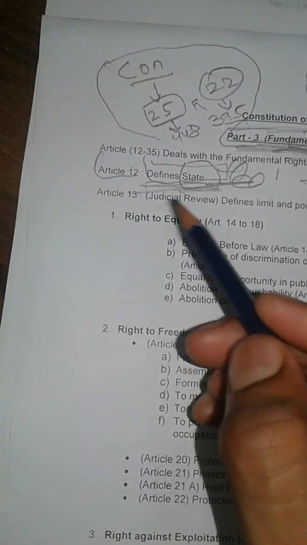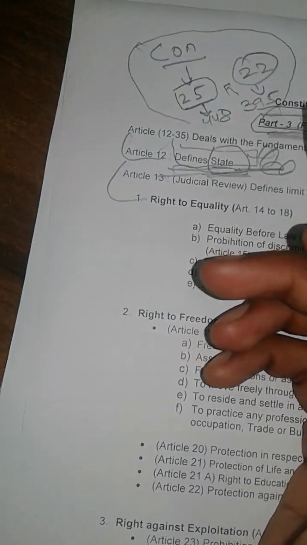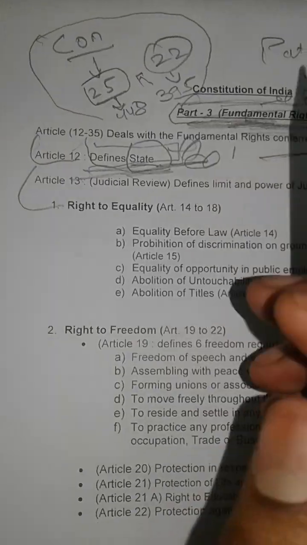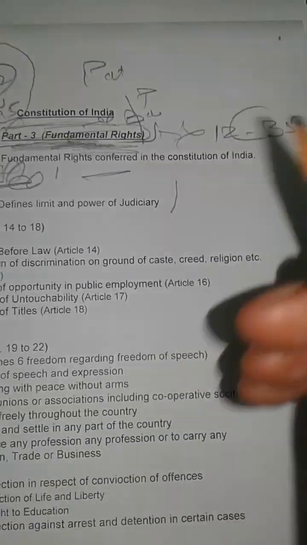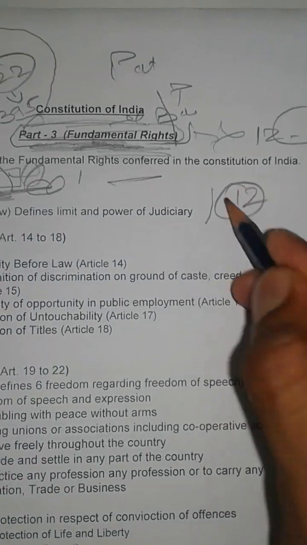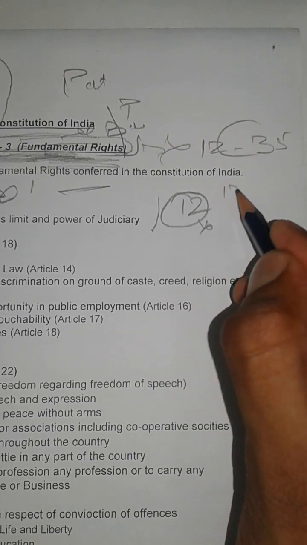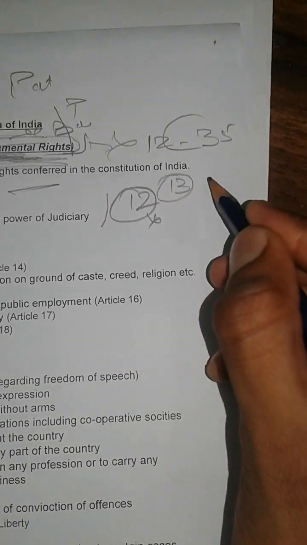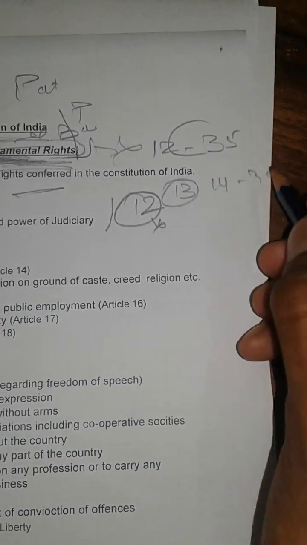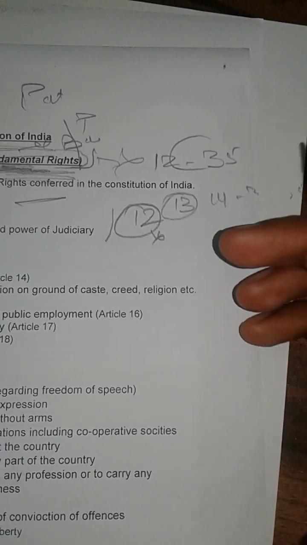Now, Article 13. What is Article 13? Article 13 basically deals with judicial review. What is judicial review? For example, I am giving you an example. This is Article 12, which defines the state, and except for Article 13, we have Articles 14 to 35. This is the definition of the fundamental rights which are given to each and every citizen of the country.